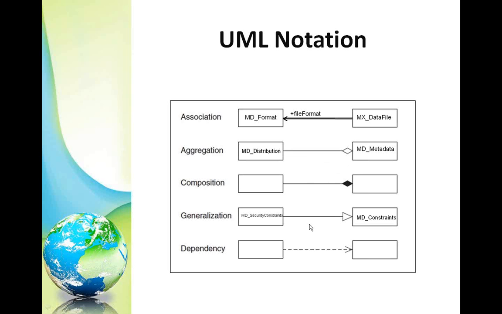Next, we have a generalization. It's an empty triangle. This shows a superclass and subclasses that may be substituted for the superclass. Okay, an example: general overall constraints, MD_Constraints, are documented through MD constraints, but the subclass, which is a type of constraints, MD security constraints, can substitute its superclass MD constraints.